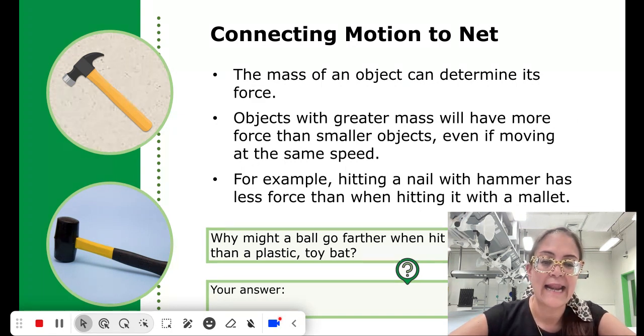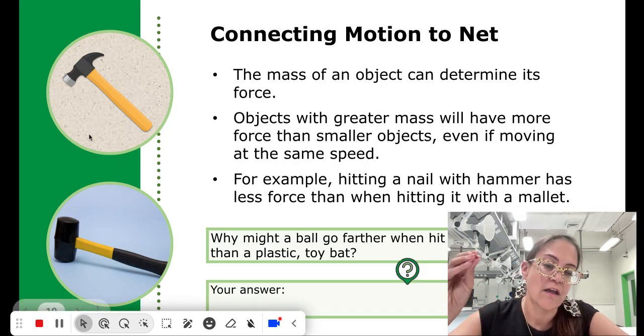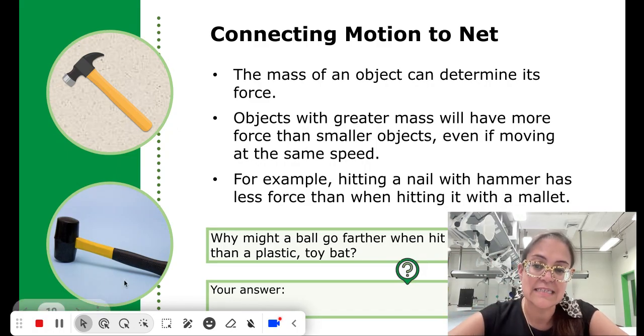For example, hitting a nail with a hammer has less force than hitting it with a mallet. A hammer is this one. It is a little bit smaller, so it has a force, but not as much as this bigger mallet does. So this would be like the little sports car, and this would be like the big Mack truck.